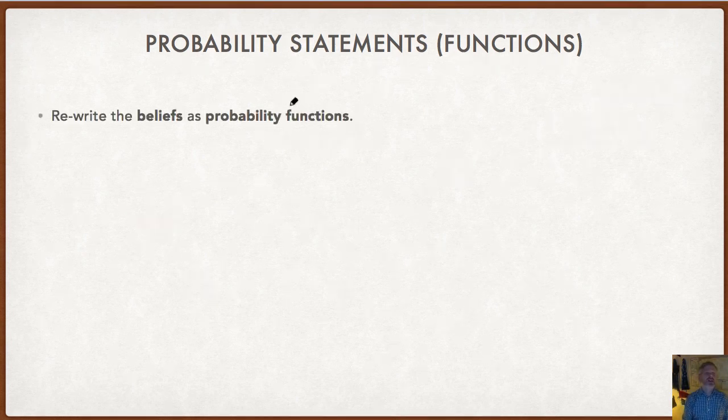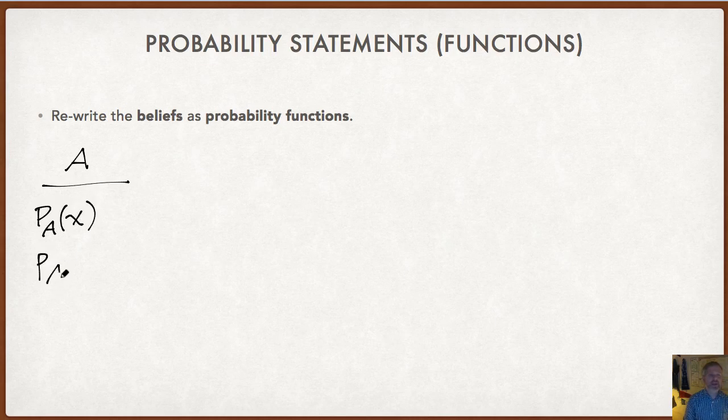So let's rewrite these beliefs as probability functions. Okay? So let's see. I've got my notes here. So for action A, we're going to say that the probability that action A leads to outcome X, the probability that action A leads to outcome Y, and the probability that action A leads to outcome Z. All right? Equals.